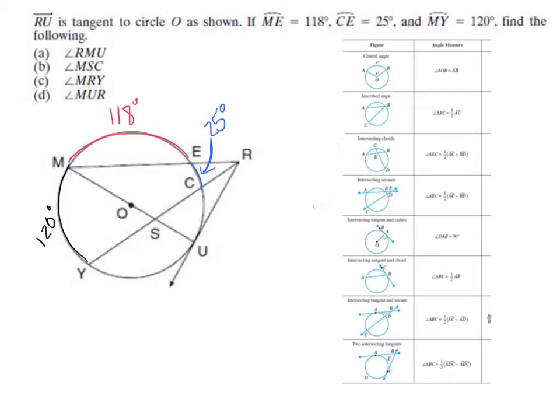Then we have MRY, and that has a vertex that's outside of your circle, and that looks like intersecting secants. They run through the circle, they don't run on the outside of it or anything. So you've got a formula for that angle. And then MUR is the one that you need this for, intersecting tangent and radius, because there's your tangent line, that's a radius. So hopefully that will help with those.